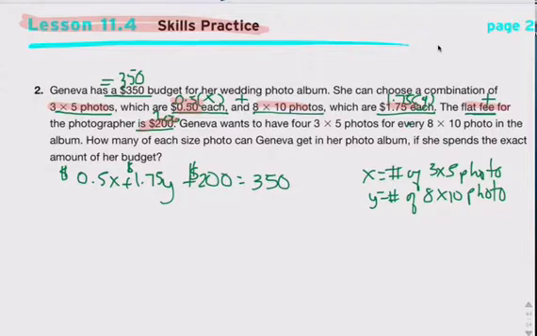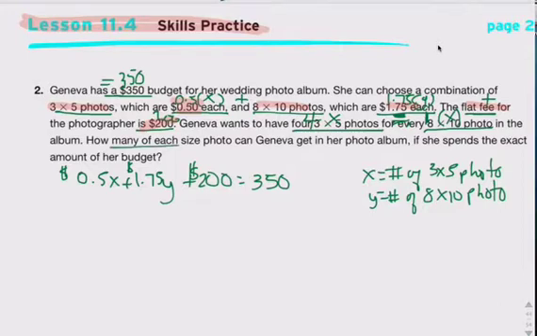Equals $350. And then Geneva wants to have four 3 by 5 photos for every 8 by 10. So she wants 4 3 by 5 photos, or x, for every 8 by 10. So for every 4 photos, you have 1. For every 4, you have 1 8 by 10. So x. Every means 1 in the album. So for every 4 equals 1. Okay, hope that makes sense for you.